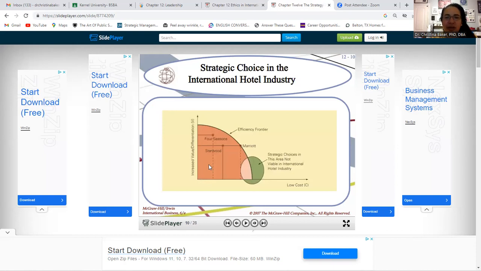Strategic choice in the international hotel industry. We have Four Seasons, Starwood, the Efficiency Frontier, and Marriott. We saw that in the last one.